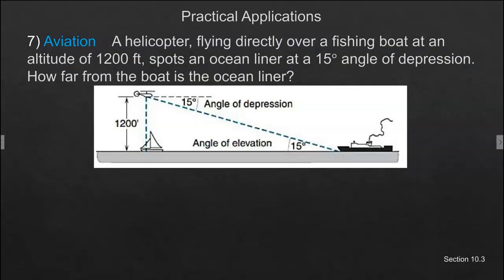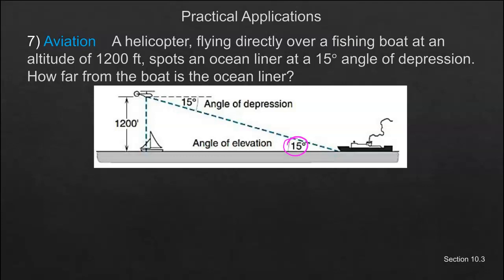Here's our next example. A helicopter flying directly over a fishing boat at 1,200 feet spots an ocean liner at a 15-degree angle of depression. How far from the boat is the ocean liner? Now, the angle of depression is looking down from the helicopter to the boat, but we have an angle that corresponds to that that's also 15 degrees looking from the boat to the helicopter. And so in this case, it was easier to look from here to the helicopter, right?